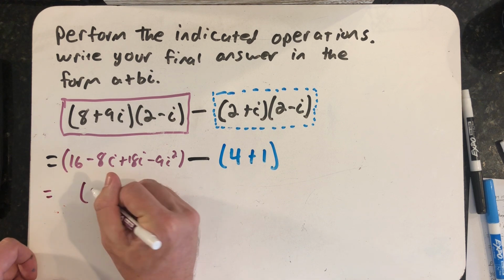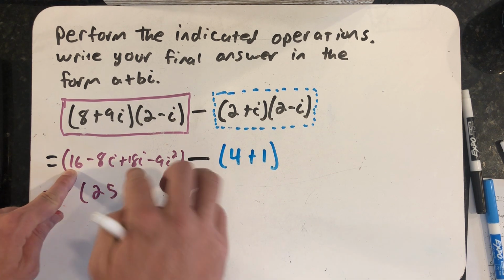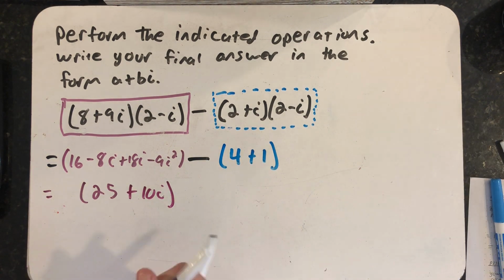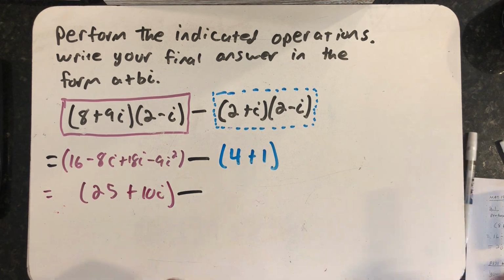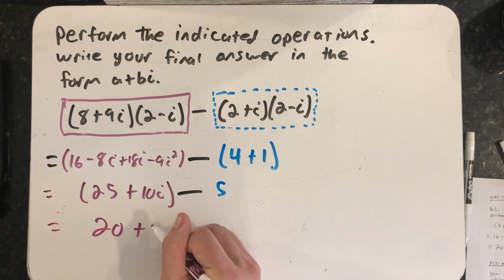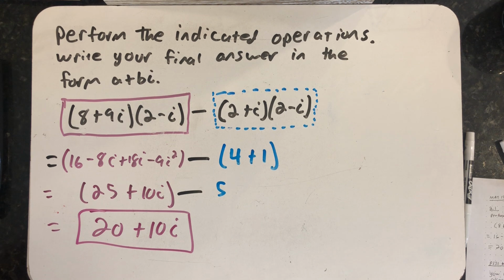9 and 16 would give me 25. Minus 8i plus 18i, that gives me a 10i. And I'm really just taking away 5. 25 minus 5, I get 20 plus 10i. And there's my final answer in that nice standard form of a complex number.